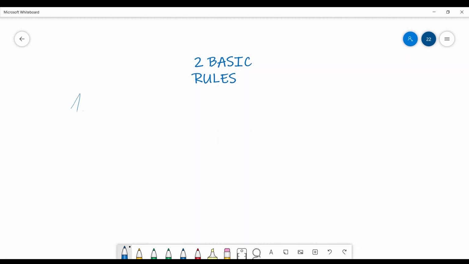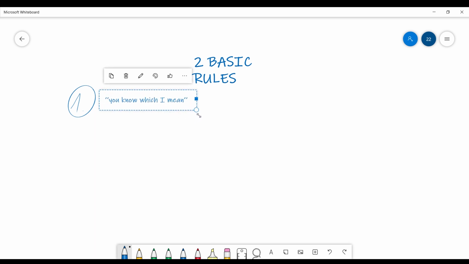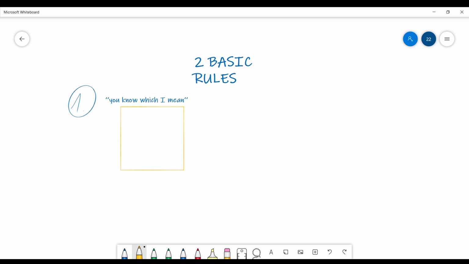Next we are going to discuss another two basic rules on how not to get confused about using the article "the" or "a". The first rule says, if you can say "you know which I mean", if you know that your listener or your reader knows exactly what you mean, you use the article "the".